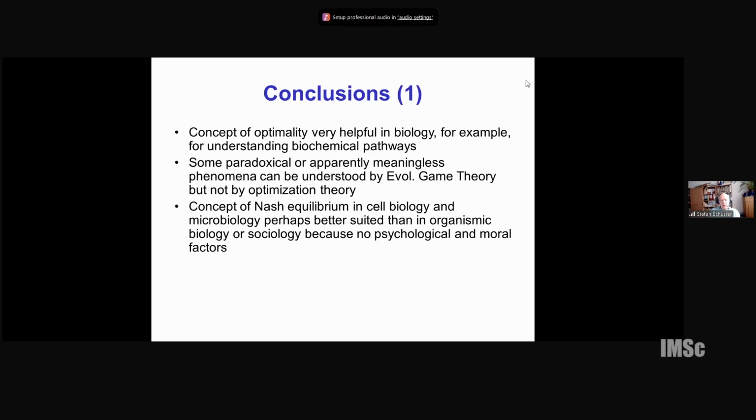Then, as I mentioned, the concept of Nash equilibrium is very appropriate in cell biology and microbiology, because there are no psychological or moral factors. But actually, there can be communication. Also microorganisms can communicate by quorum sensing, for example.